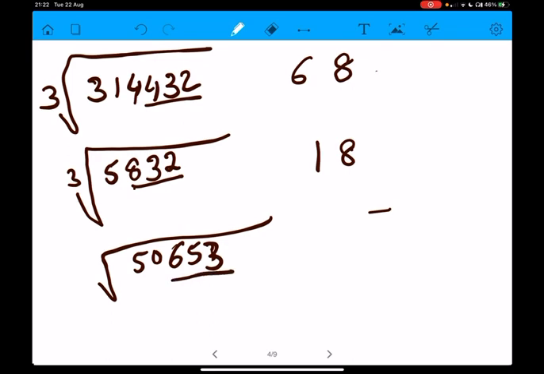5063. As I said earlier, if the number ends with 3, then the cube root has to end with 7. And 50 is the other number, the first to leave the last 3 digits. 4 cube is 64, 3 cube is 27. So the number lies between 3 and 4, so the number has to be 37.